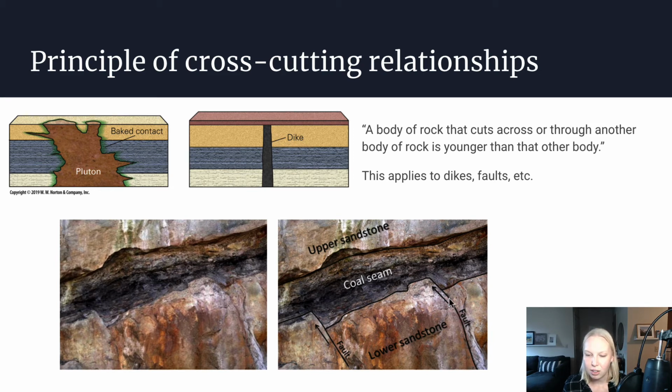Then that fault is truncated by the coal seam. So the coal seam was actually deposited on top of the sandstone after the sandstone had been faulted. You can see that that fault doesn't cut through the coal seam. The coal seam truncates or cuts off the faults. So in terms of the order of operations here, we had sandstone deposited, sandstone was faulted, then the coal seam was laid on top of the faulted sandstone, and then the sandstone above was laid down on the coal seam.